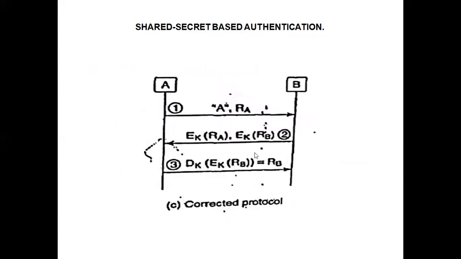This is the corrected protocol, where A sends its identity A to B with a nonce RA. B encrypts the nonce sent by A with an encryption key EK, and also sends a nonce RB, the nonce of B. In the third message, A decrypts the message sent by B and sends only RB back to B. If the RB matches, then it is an authenticated one. This is what shared secret based authentication is.